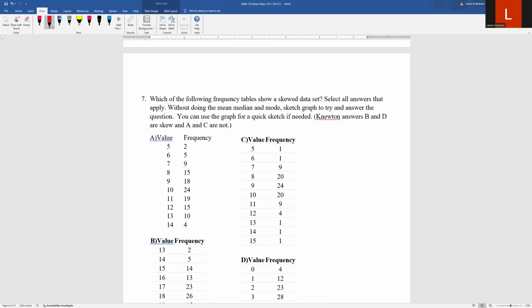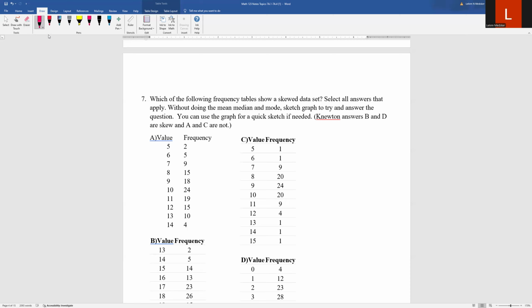If you wanted to do the mean here, you actually have to list all these values out, the number of times that they occur. So your list would be stuff like 5, 5, and then there's 6, 5 times. So 6, 6, 6, 6, 6, and so on. Nobody wants to list all that out and try and find the mean and the median that way. So that would not be helpful.